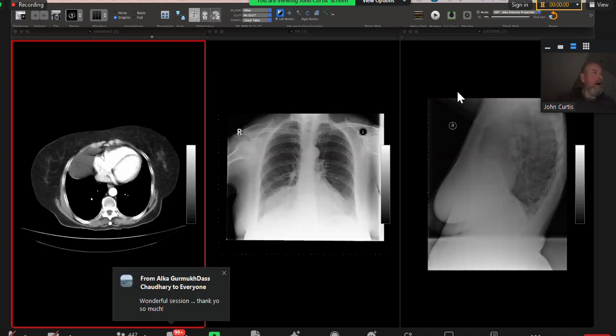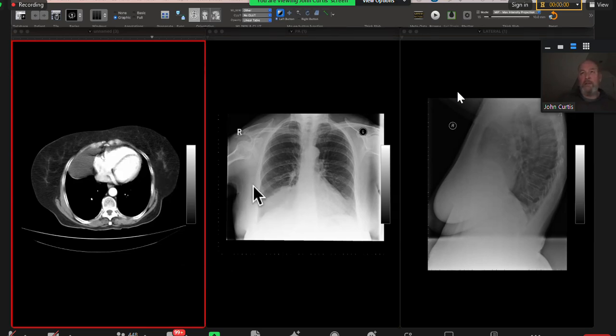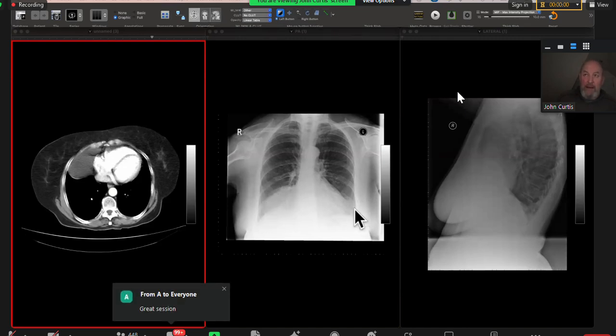So let me go through these cases. Pericardial cyst or spring water cyst. Could it be a pericardial fat pad? It could be, but it's a bit too asymmetrical, so I would always favour a pericardial cyst. Could it be a Morgagni hernia? Not really, because there's no bowel gas.